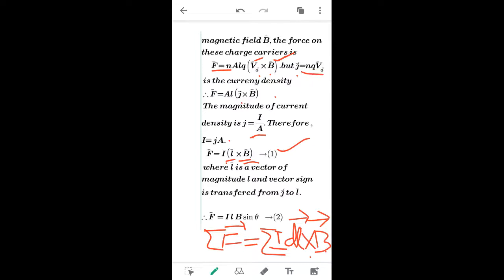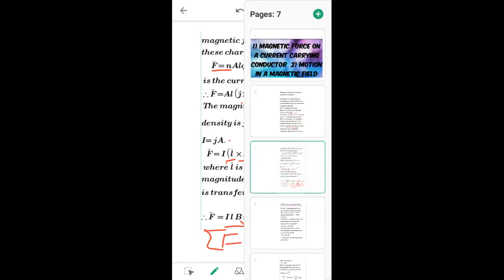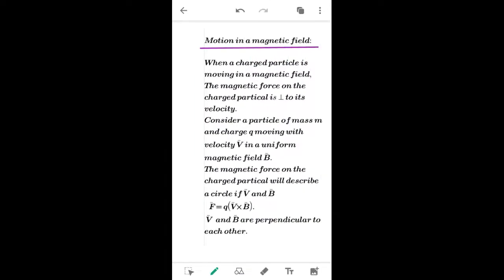Okay, so let us now go to the next topic, that is motion in a magnetic field.